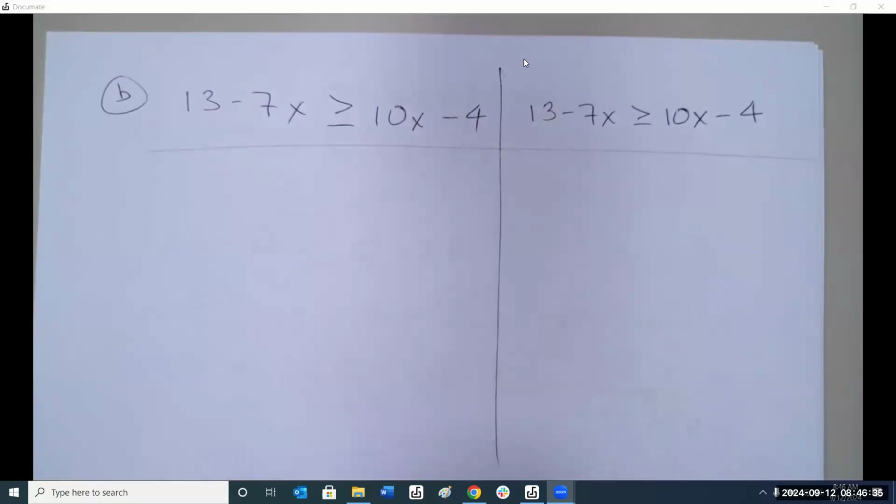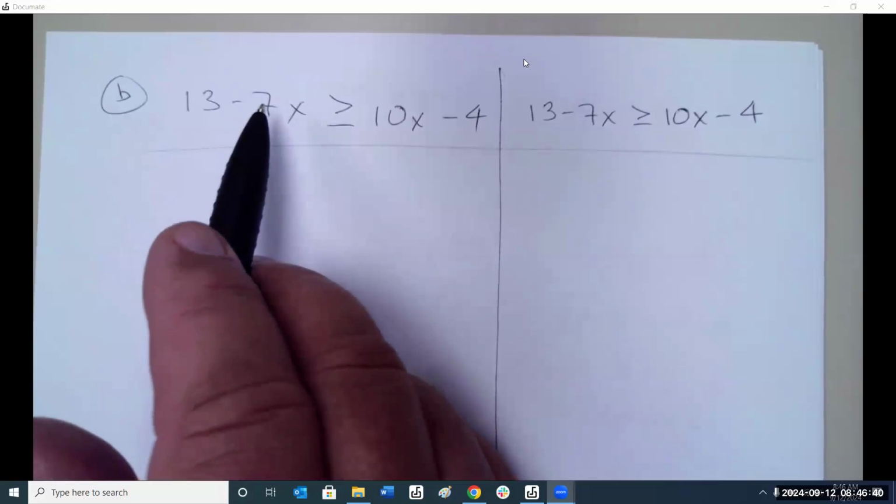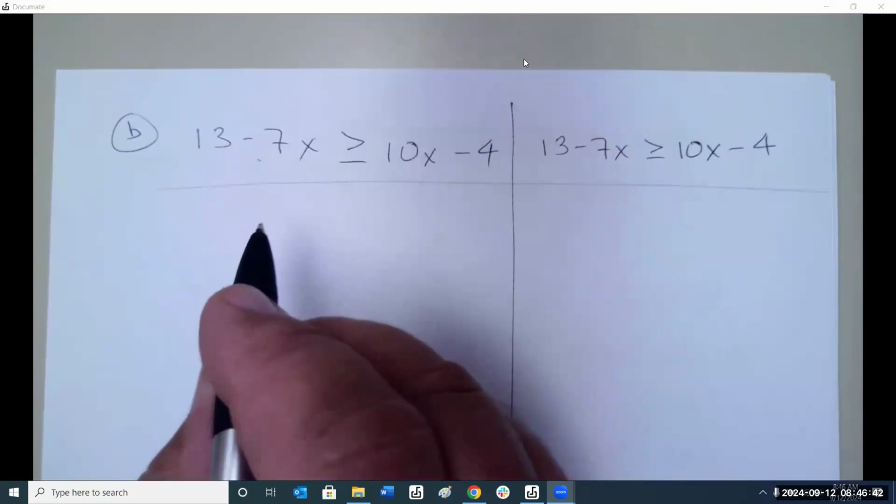So what would you do in the first one? Yeah, so we'll get rid of that one. So we're going to move the 7x, we're going to move the smaller to the larger. We're going to add 7x to both sides.